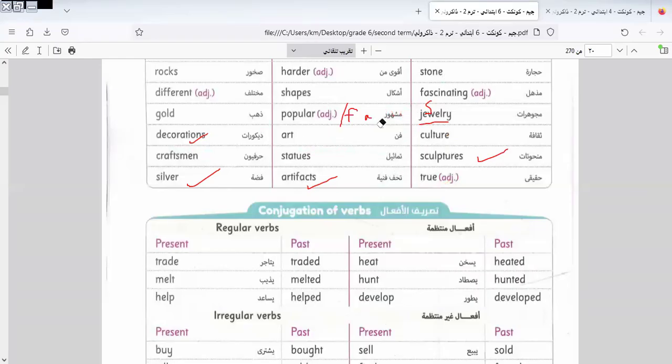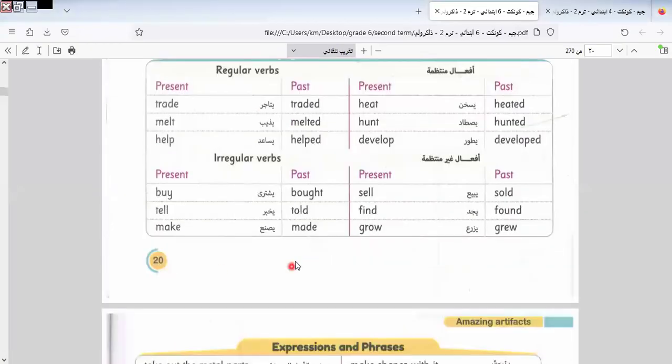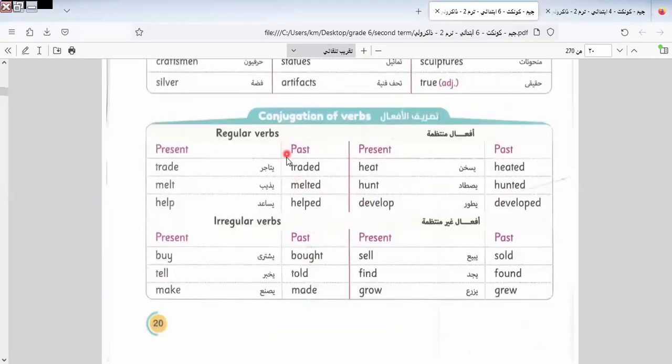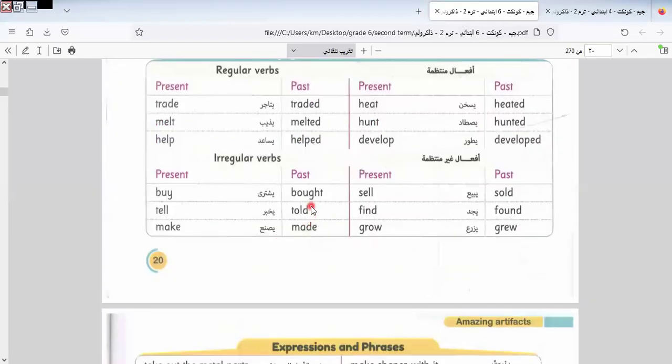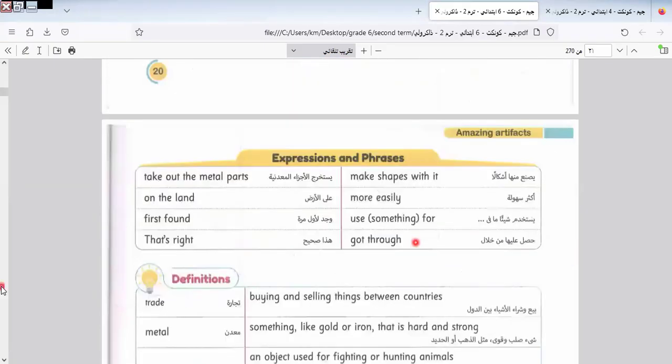In the part of the regular and irregular verbs, I will give you two examples only. As we told you before, conjugation of verbs we took more and more, so I can't spend more of our video time on it today. Here we have regular verbs and irregular verbs. Regular verbs add ed to the verb, like traded, like melted. Here we have irregular verbs, which, as we told you, we must memorize, like buy, bought, sell, sold, and so on. Let's go to another one here.